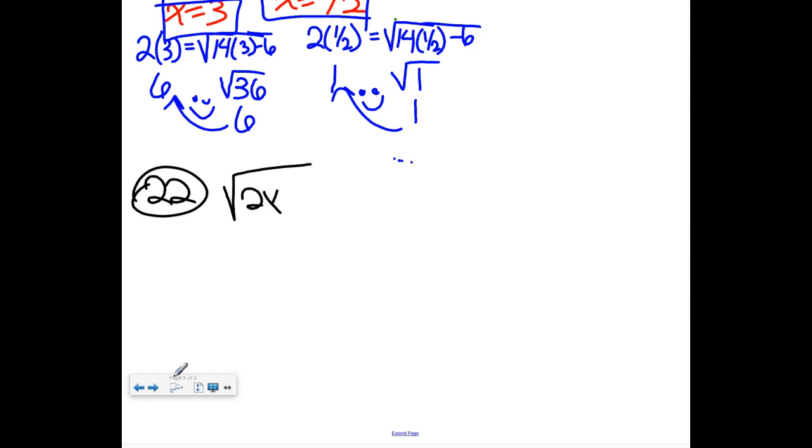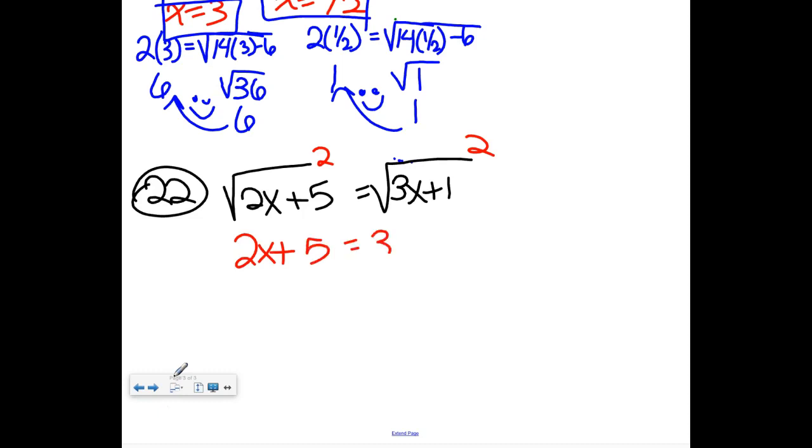On 22, I have a square root on both sides. Reminder, when we have a square root on both sides, that means our first step is we have to square both sides. When we square both sides, the square and the square roots are going to cancel. So all we're left with is 2x plus 5 equals 3x plus 1.